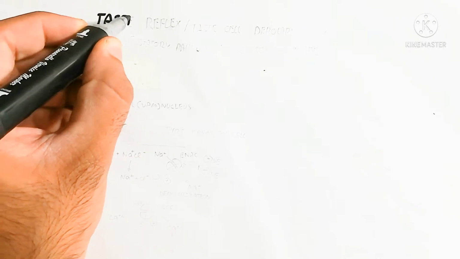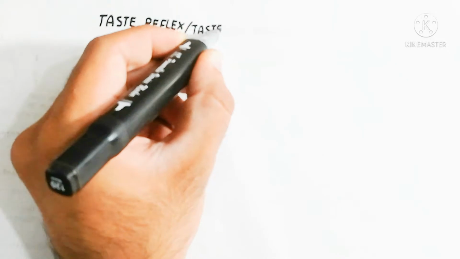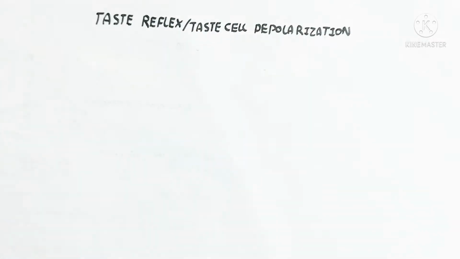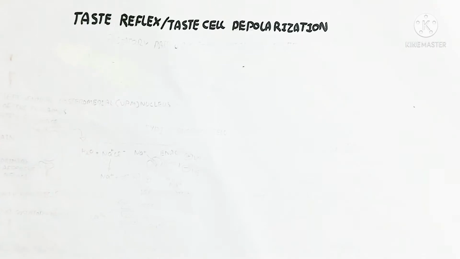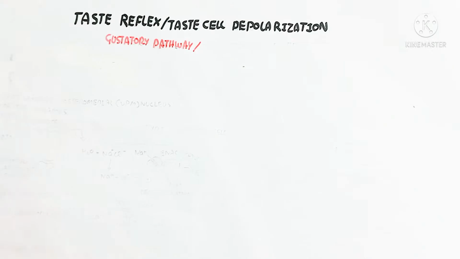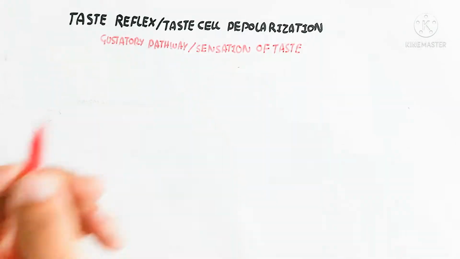Hello, in this video we will look at the taste reflex and taste cell depolarization, and we will also understand basically the gustatory pathway and sensation of taste. So the taste, for example, bitter or salty or sour or umami, is a different type of taste that is detected by our brain.